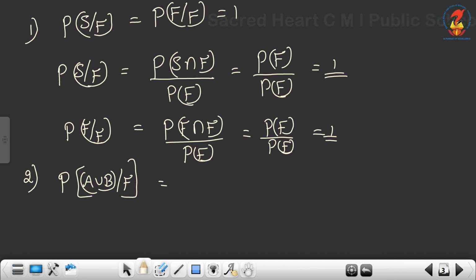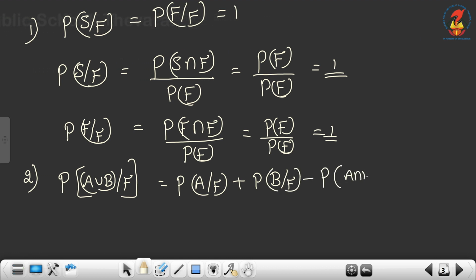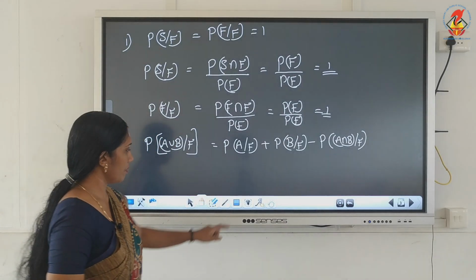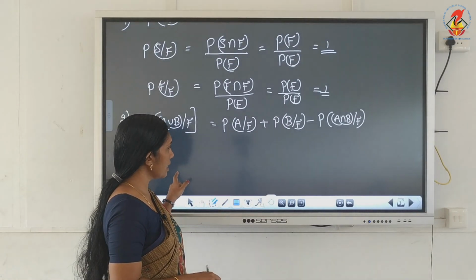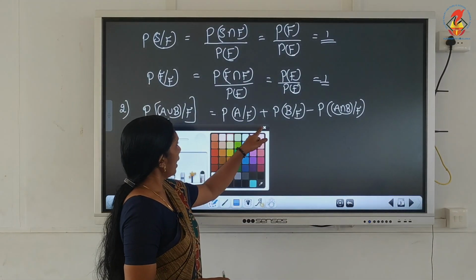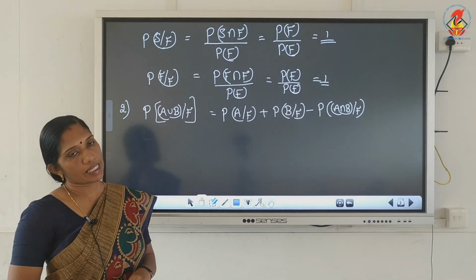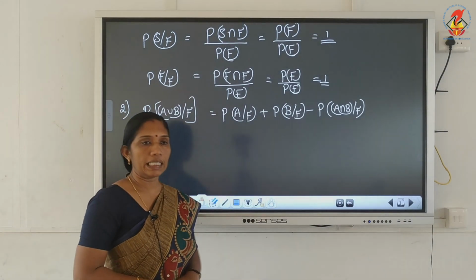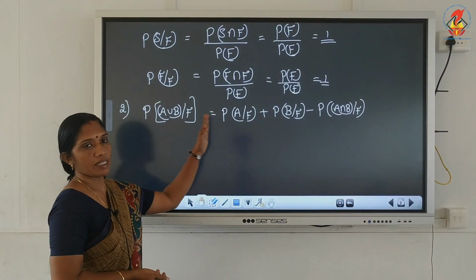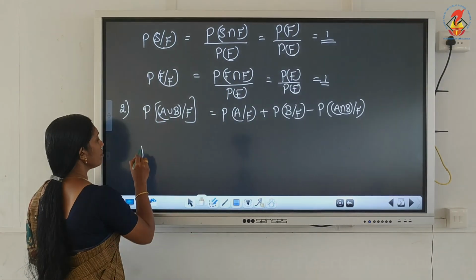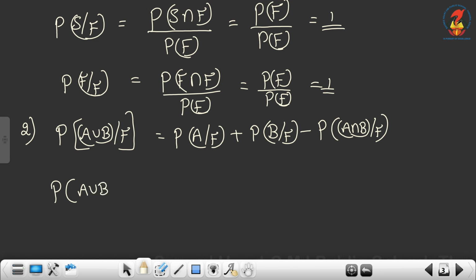P of A union B given F is equal to P of A given F plus P of B given F minus P of A intersection B given F. This is the property, provided P of F cannot be 0. Here A and B are two events associated to a sample space S, and F is another event. So, we can prove P of A union B given F.